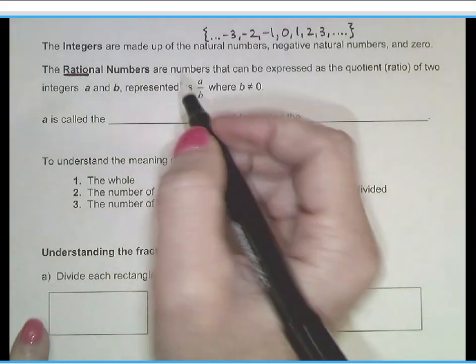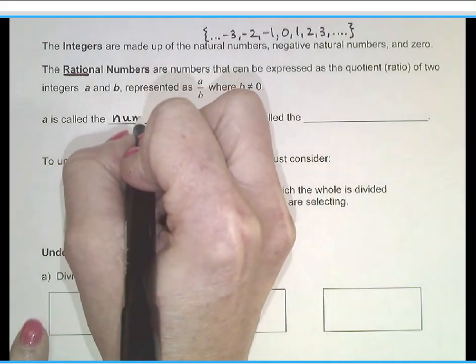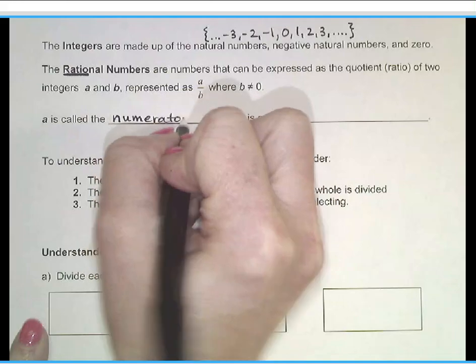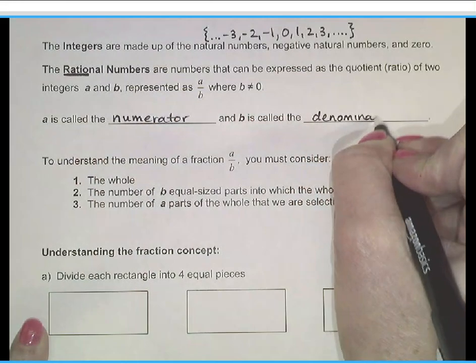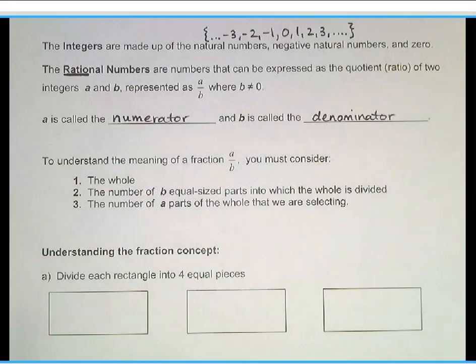So it's made up of integers. A, the top of the fraction, is called the numerator. B, the bottom of the fraction, is called the denominator. Definitely need to know those words.